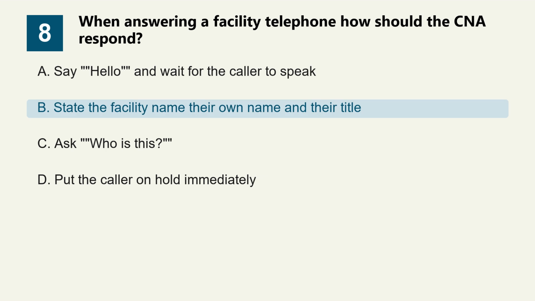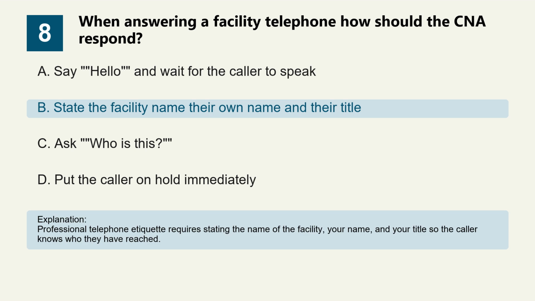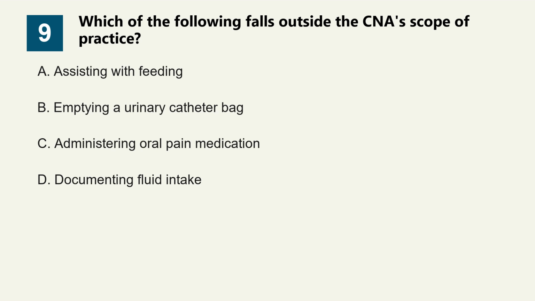The correct answer is option B. State the facility name, their own name, and their title. Professional telephone etiquette requires stating the name of the facility, your name, and your title so the caller knows who they have reached. Question 9. Which of the following falls outside the CNA's scope of practice?